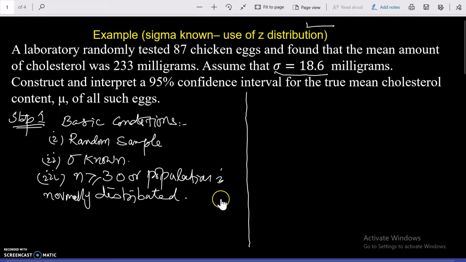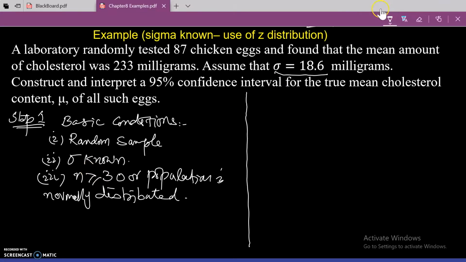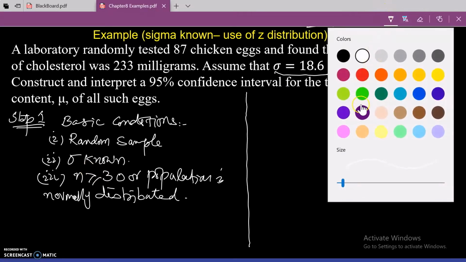What happens most of the time is that students don't care about these basic conditions, and they just start computing or constructing the confidence interval. If you apply a theory in such a way without the basic conditions being met, you will get a result, but your results will not be accurate. So this is very important, you understand that. Let's check these conditions one by one.